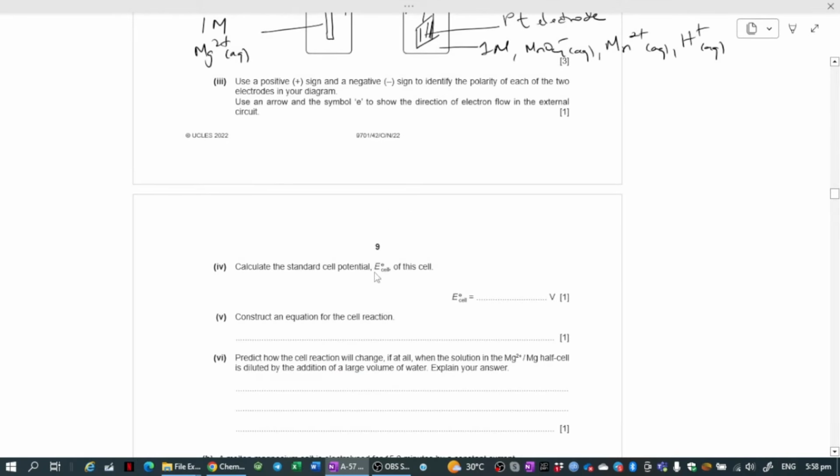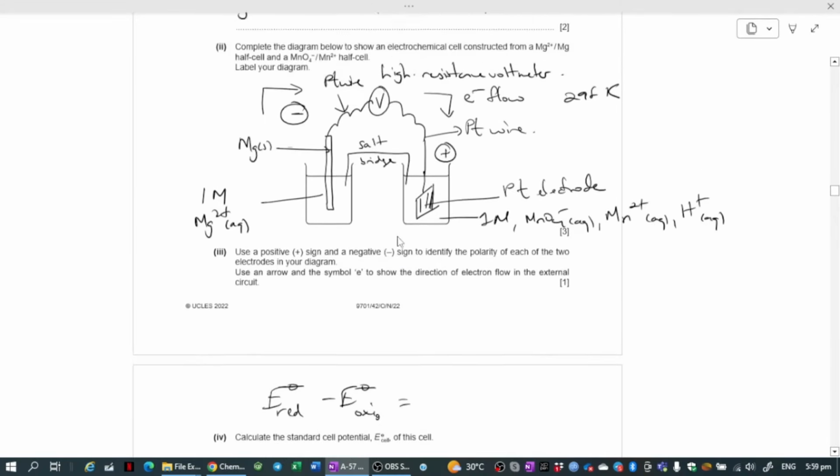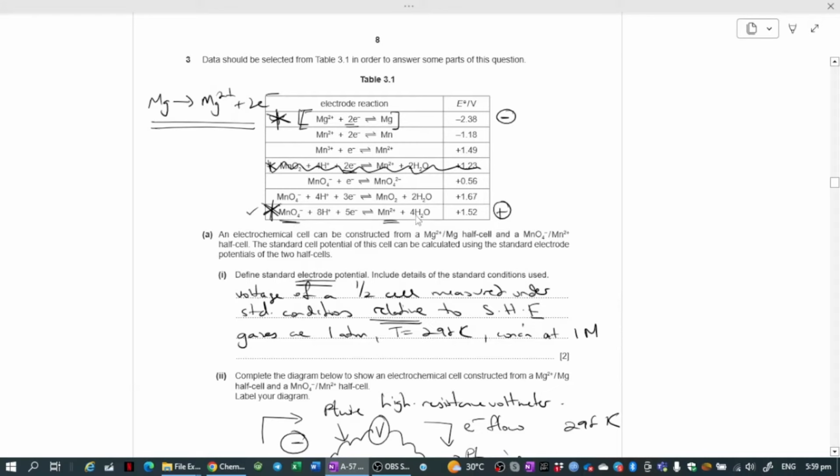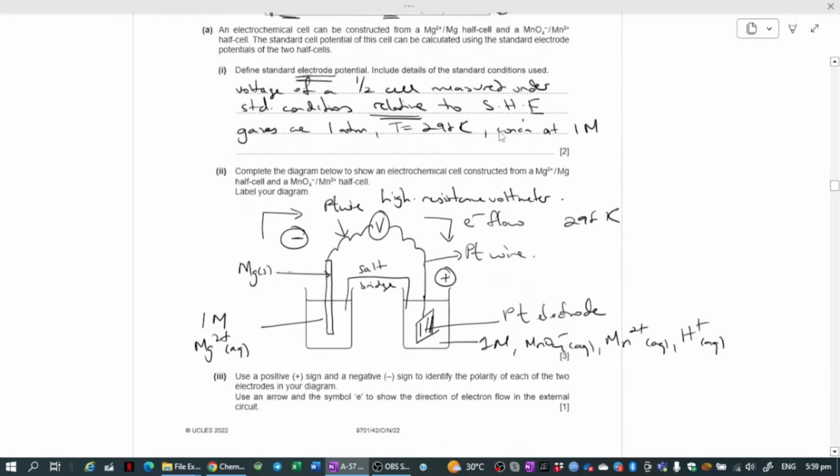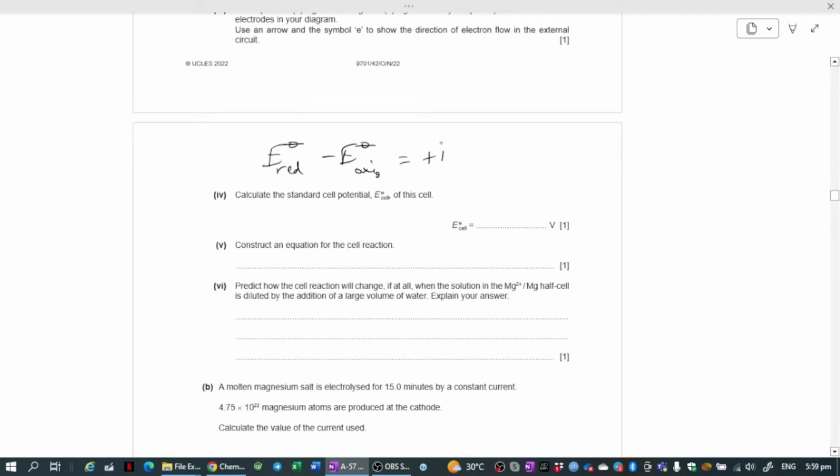They say to calculate the cell potential for this cell. Now the cell potential is given by E reduction minus E oxidation. We already identified that the manganate cell will be reduced because it's more positive, and the magnesium cell will be oxidized because it's more negative. So it's reduced minus oxidized, which becomes positive 1.52 minus negative 2.38, which gives us positive 3.90 volts. And this is our cell potential.